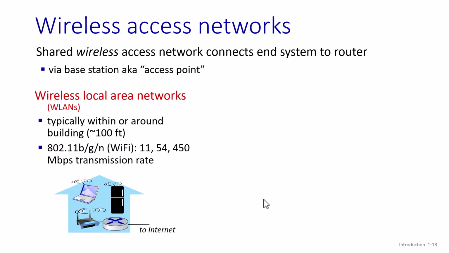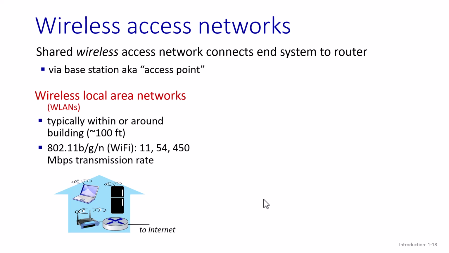Now let's take a look at wireless access networks. Wireless access networks are shared networks. These networks connect end systems to routers via base stations, also called access points. Wireless local area networks, also called WLANs, work typically within or around a building. It's about 100 feet, and of course, these are affected by obstacles in the environment. The protocol that we are using for wireless access networks is 802.11 b/g/n. These are also called Wi-Fi, and b, g, n are variations of this protocol, coming from an IEEE standard, IEEE 802.11.